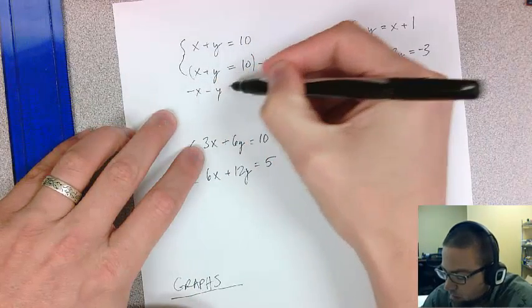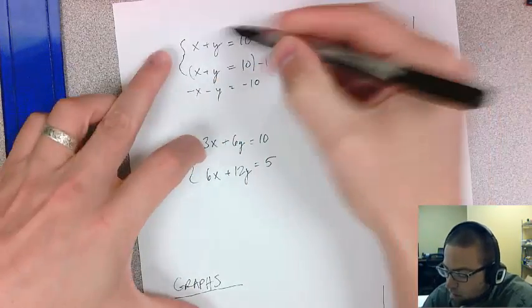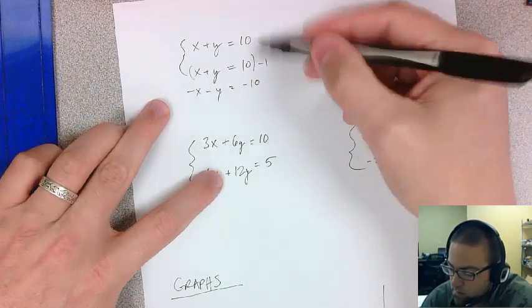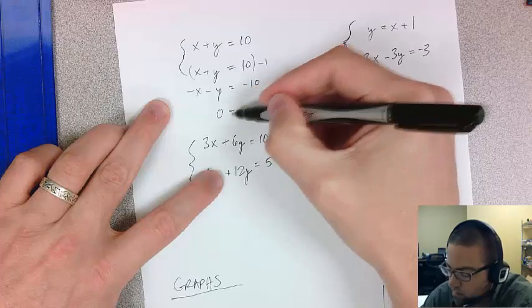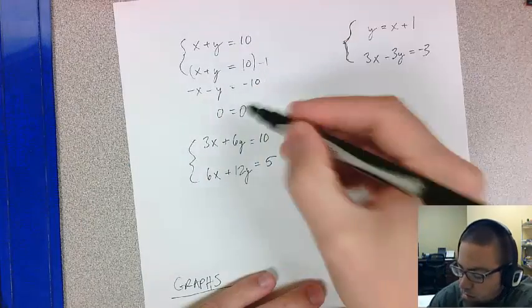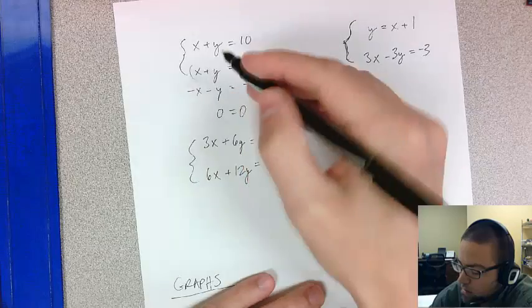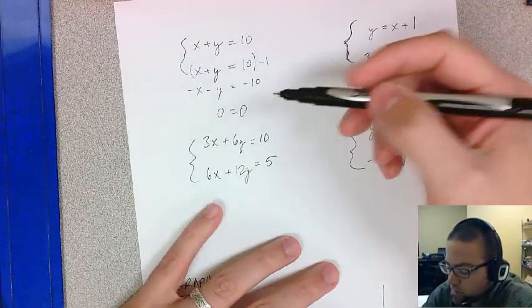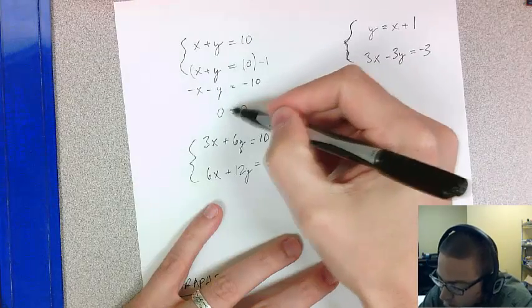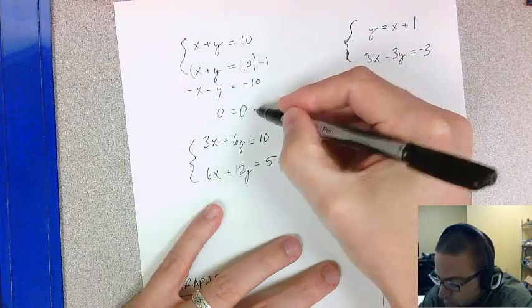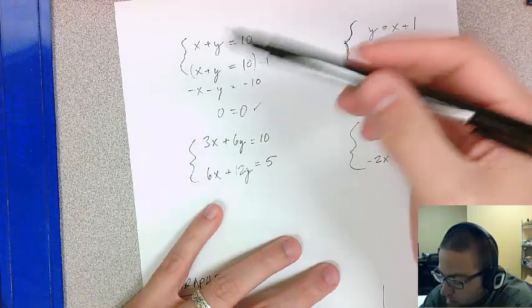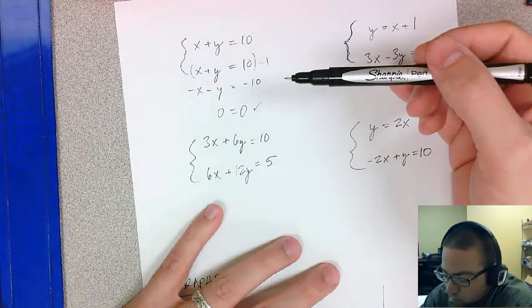Negative x, negative y, -10. Then I get 0, 0, 0 x's, 0 y's equals 0, right? So I get 0 equals 0. So this is kind of odd. Like my variables have completely dropped out, both x and y. So what do I do in this case? Well, is 0 equals 0 true? Yes, it's true. So that means that there are a number of solutions, right?